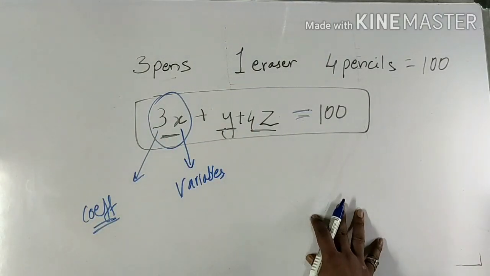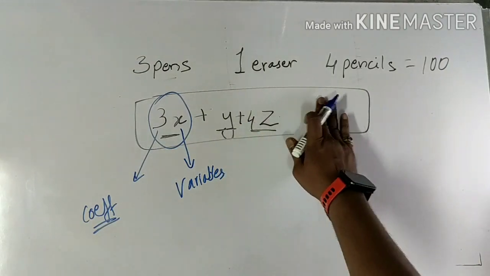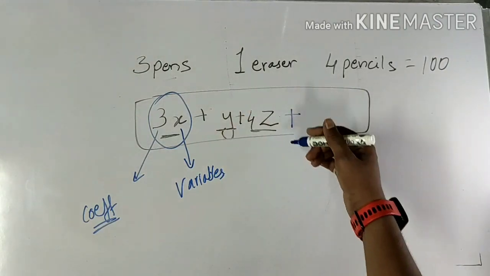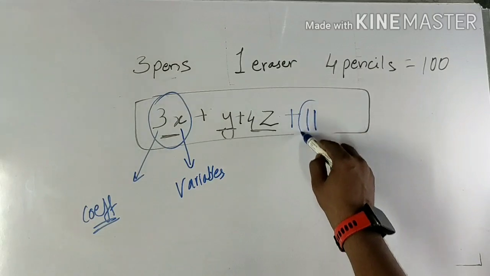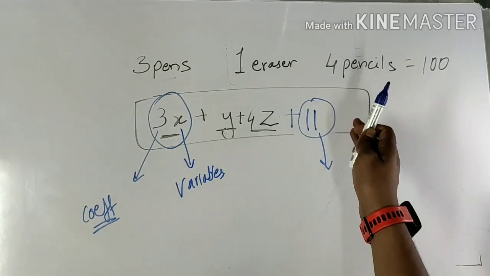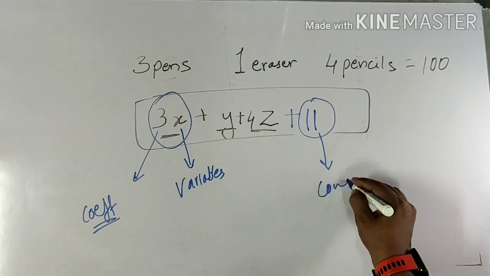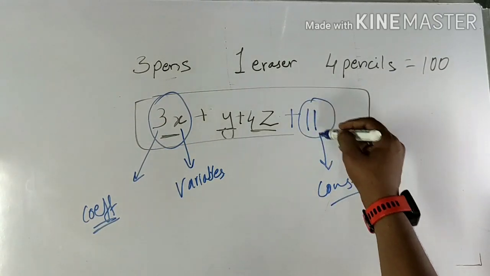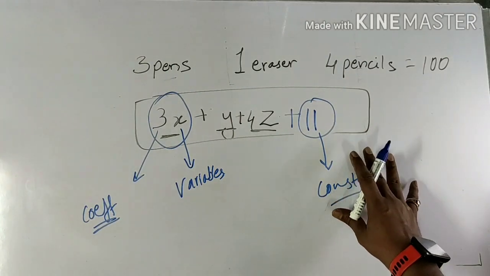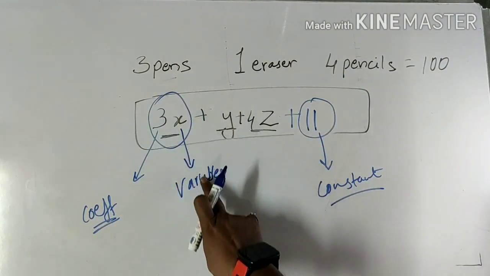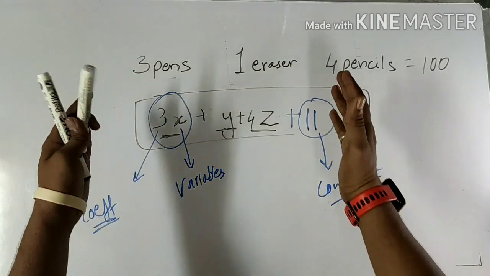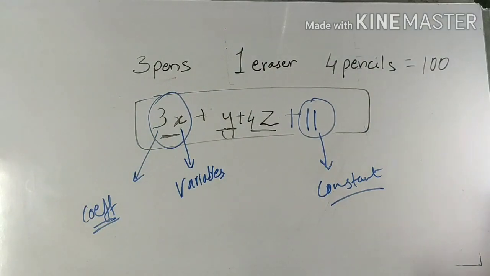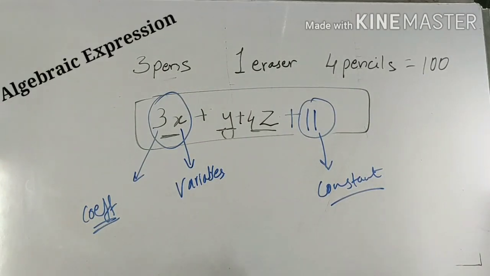Okay, now if you have any other number apart from this which does not have any variable, so suppose 11, so this 11 does not have any variable. So any number which does not have any variable is called as a constant. Its value, this term's value remains constant, and hence it is called as constant, and this is called as variable. In this, X is the main variable and 3 is a coefficient. So this representation of a verbal quantitative data into mathematics is called as algebraic expression.